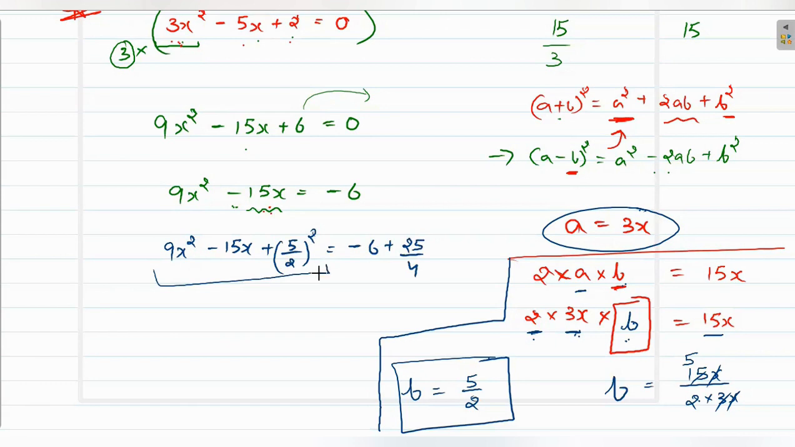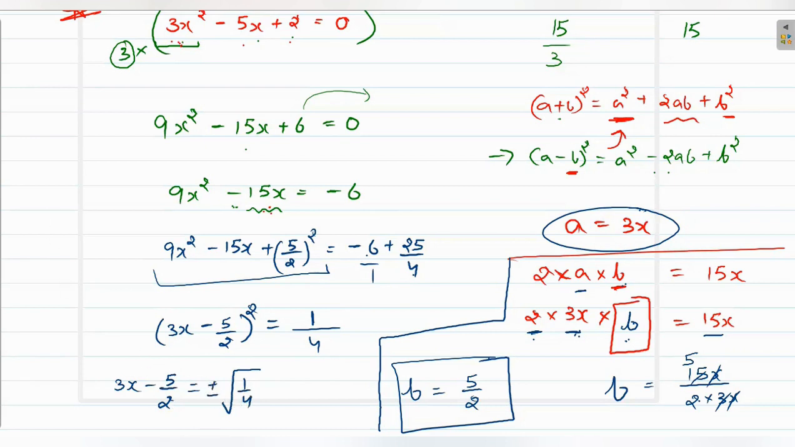Okay, this part now becomes an identity. What is that identity? 3x minus 5/2 whole square is equal to, we can simplify the right hand side by taking LCM. How much will you have? The 4 is LCM. 4 times 6 is 24. So negative 24 plus 25 will give you a positive 1. So I got 1/4. Yes or no? That step is clear to you? Good. Next step, this power 2 will go to the other side as a square root. So I can say 3x minus 5/2 is the square root of 1/4 with a positive and negative.